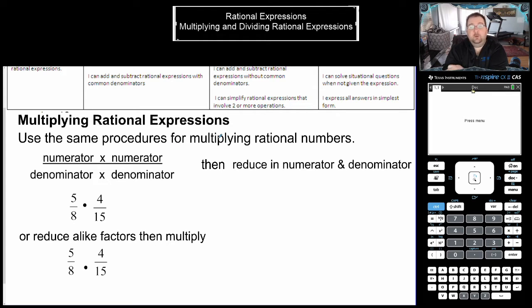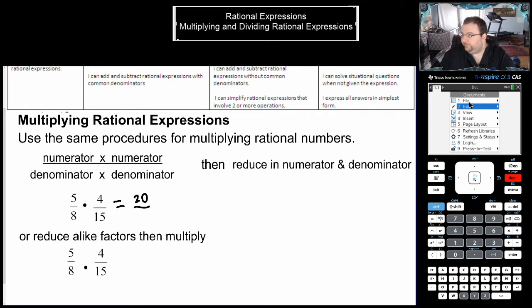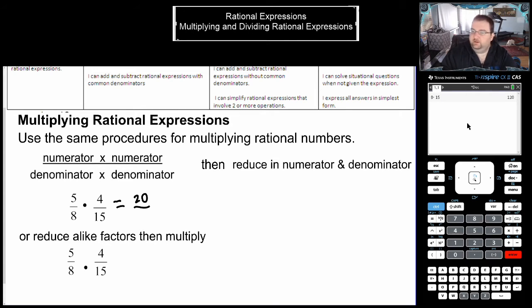And when you're multiplying rational numbers, all you're doing is, if you have two fractions here, you multiply the numerator times the numerator. So 5 times 4 is 20. And you multiply the denominator times the denominator. So 8 times 15 is, let's take out our calculator. Eight times 15 is 120. And then you can simplify. So then you reduce the numerator and denominator. So 20 over 120 is 1/6. Okay.